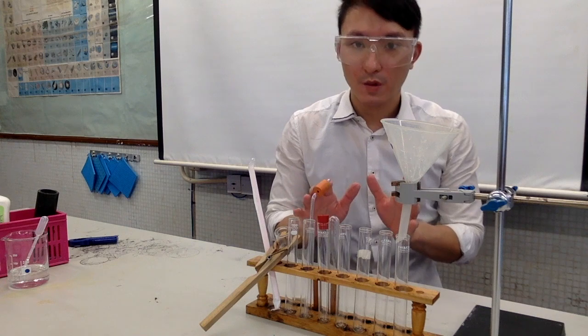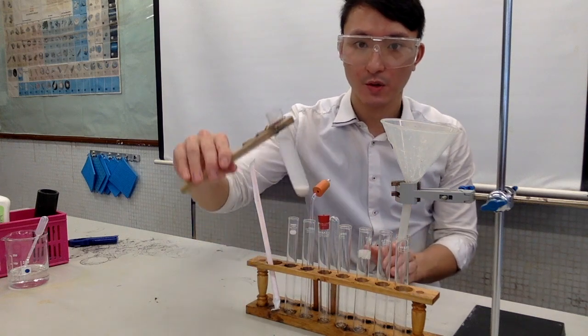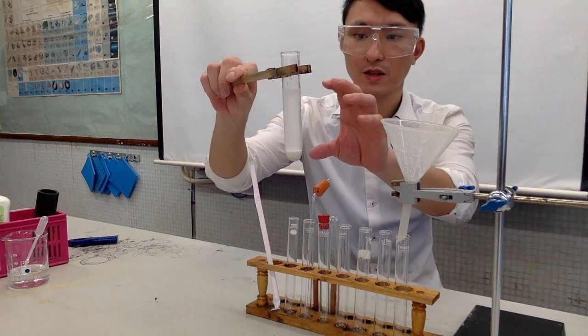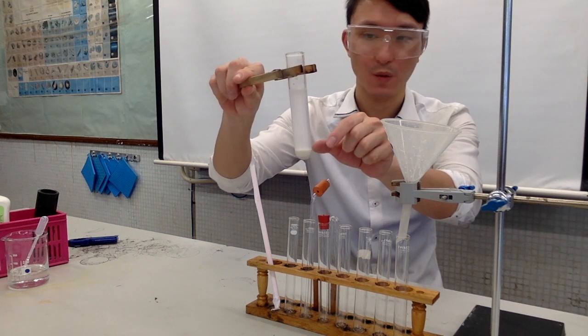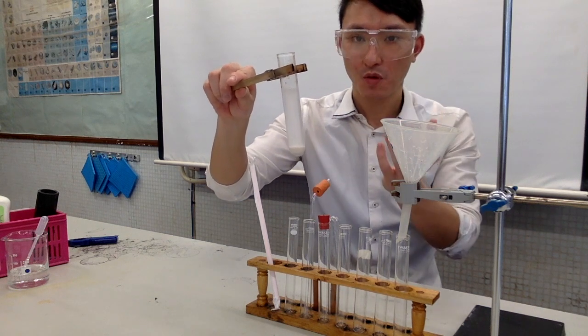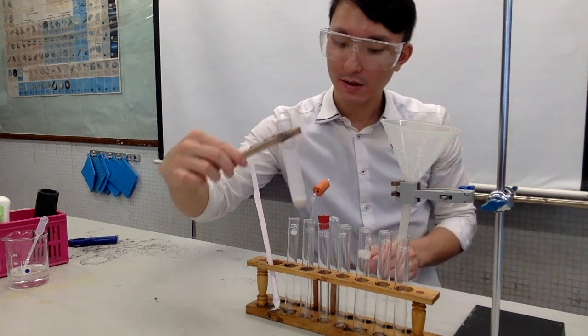So right now we are going to do a filtration. We are going to do a filtration on this lime water and calcium carbonate mixture. We want to get the colorless lime water out of it. Okay.